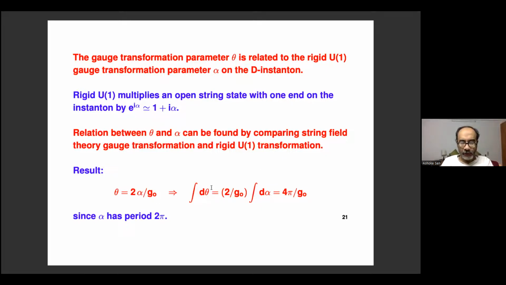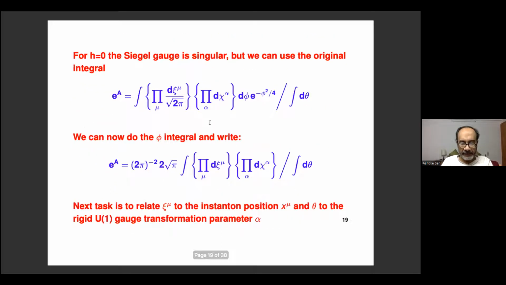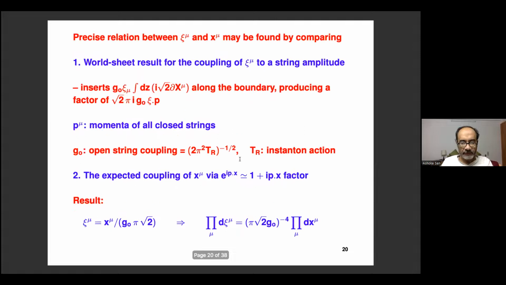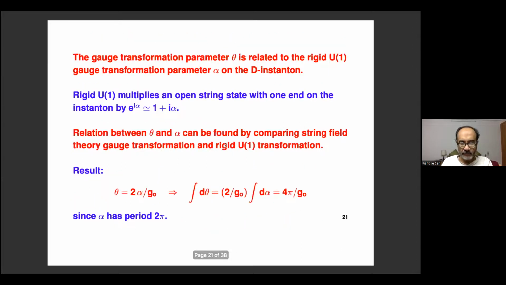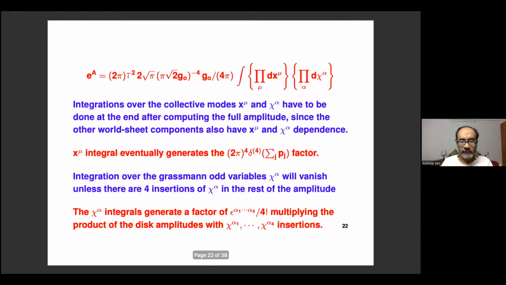Okay. So you are now going to use these two relations and substitute in this integral. After you do that, you get an expression for e to the A of this form. Here I have written it in terms of g open, but g open can be related to the g string. It's easiest to relate it directly to the action of the D-instanton, which you know how to calculate independently.